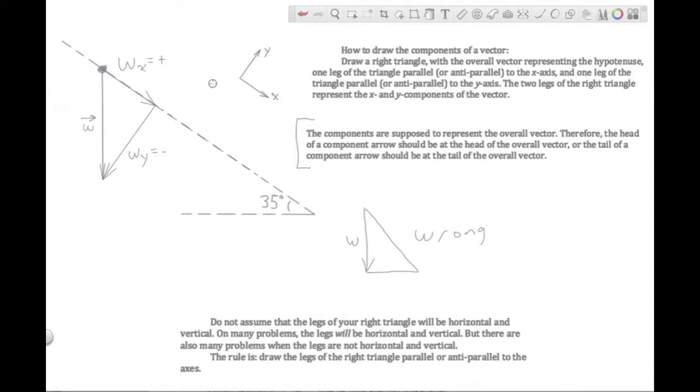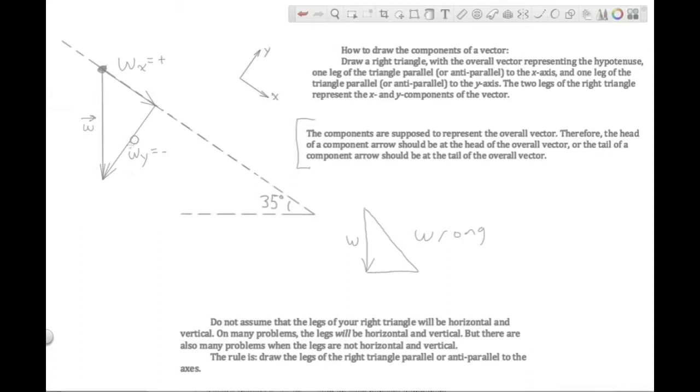So you only need one right triangle to break a vector into components, so now you could proceed to the next step of the analysis. But for practice, I'm going to show you the other right triangle here, so we get a better understanding of these rules for drawing the right triangle. How do we draw the other right triangle? Well, notice that in this case, I drew a line parallel to the x-axis through the tail of the overall vector.